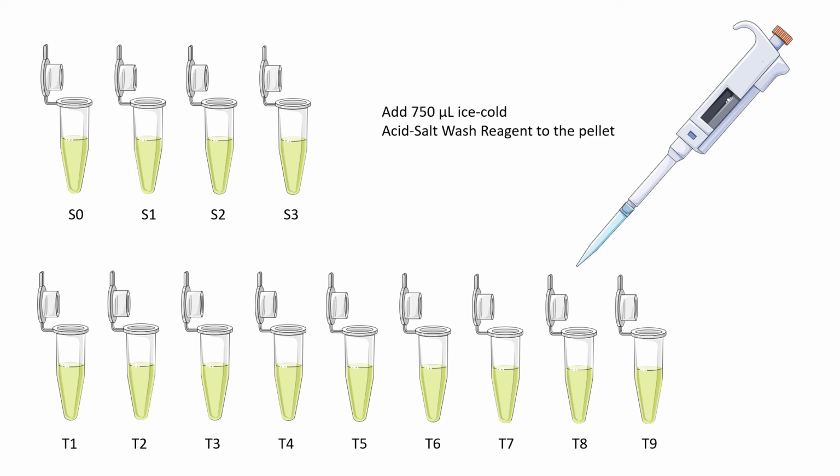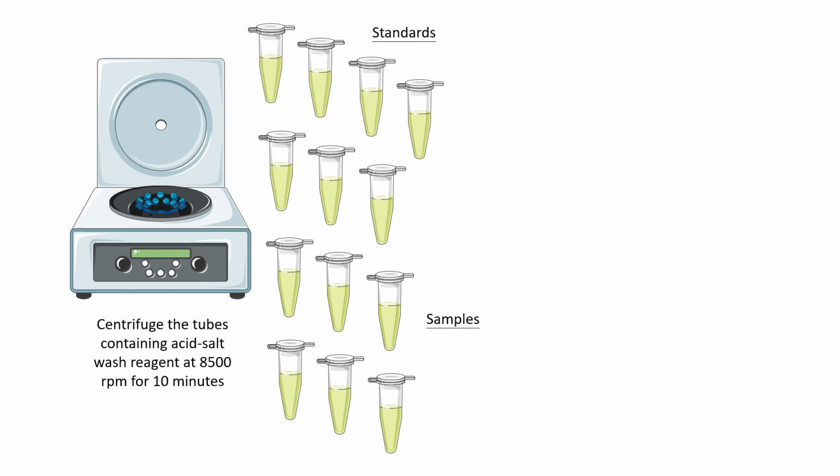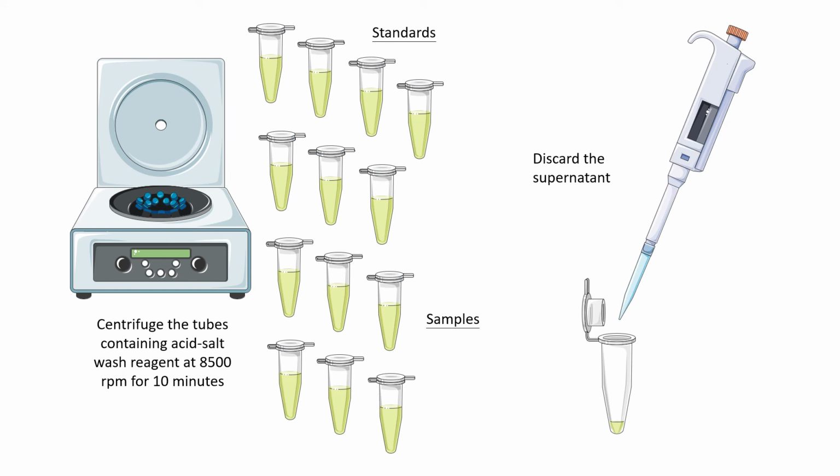Next, we will add 750 microliter of ice cold acid salt wash reagent to the pellet, to each of these tubes. Again, with our centrifuge step, so after we've added that acid salt wash reagent and mixed it in, we're now going to centrifuge at the 8,500 RPM for 10 minutes once again. The supernatant again will be discarded, and we will have our cleaned up collagen pellet at the bottom of each of these Eppendorf tubes.